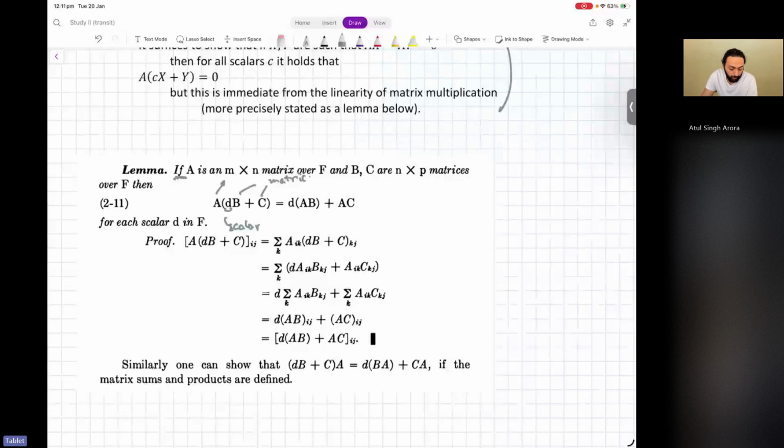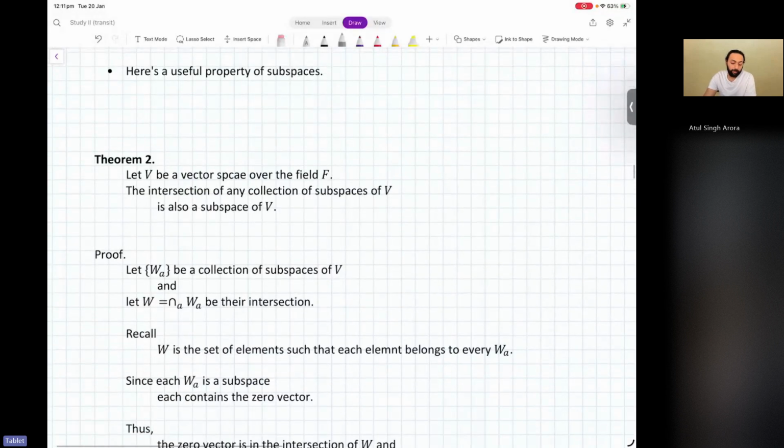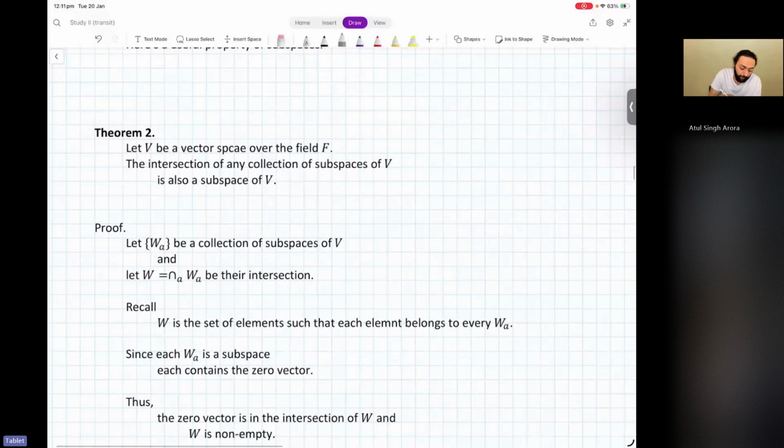All right, so that was essentially it as far as the examples were concerned. Now we're going to look at another useful property of these subspaces. Let V be a vector space over the field F. The intersection of any collection of subspaces of V is also a subspace of V.